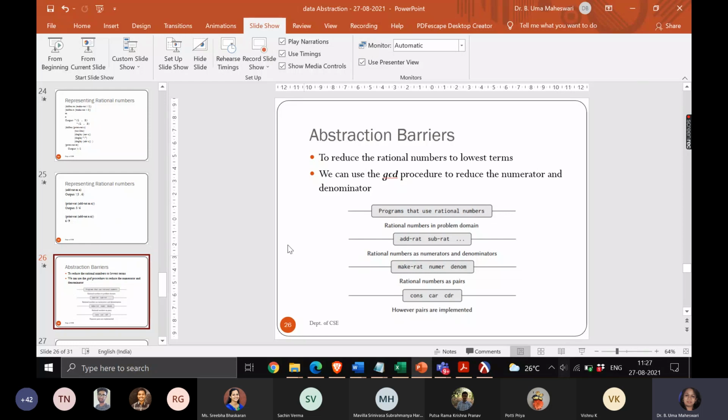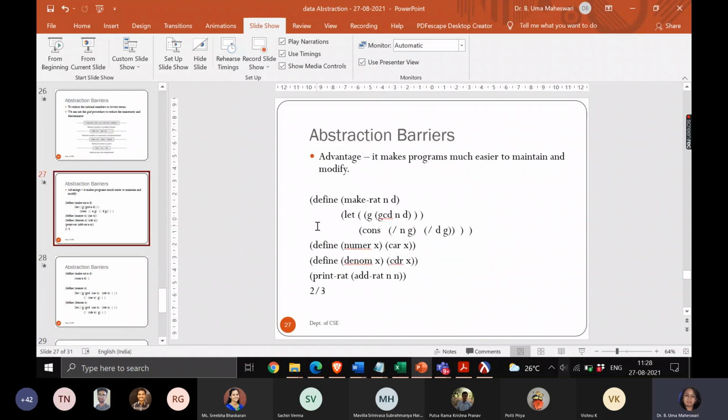In this way, we are splitting the program into layers, so that if you make some modification in the lower, bottom level, it will not affect the higher level. Okay. So any doubts in this?